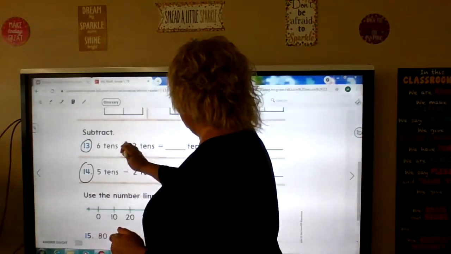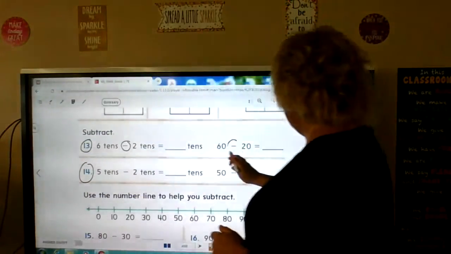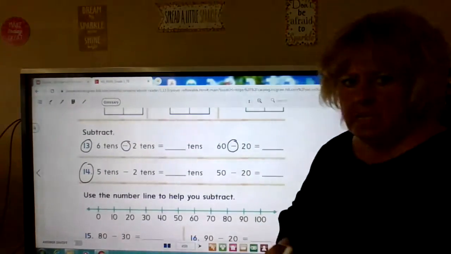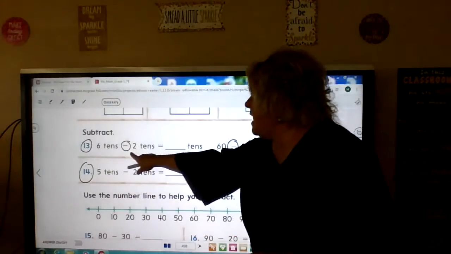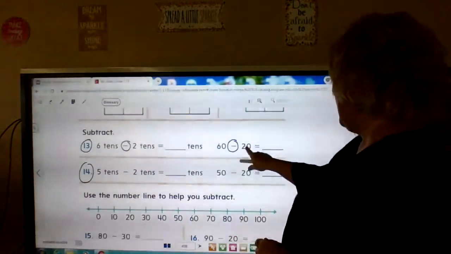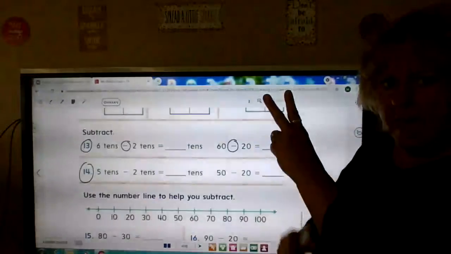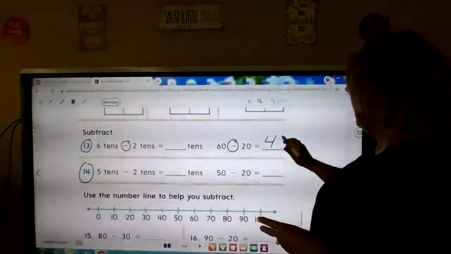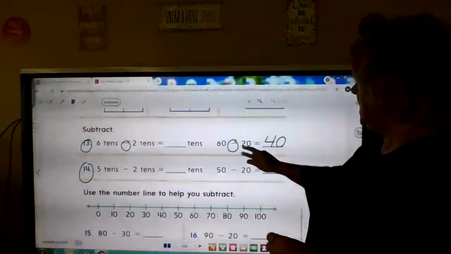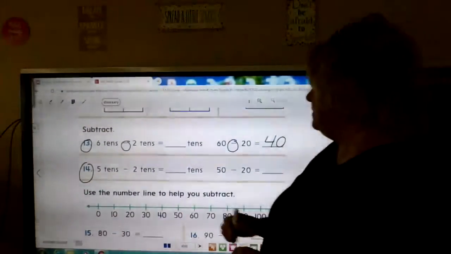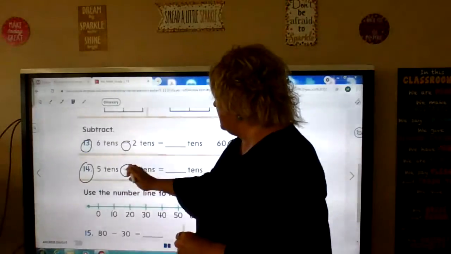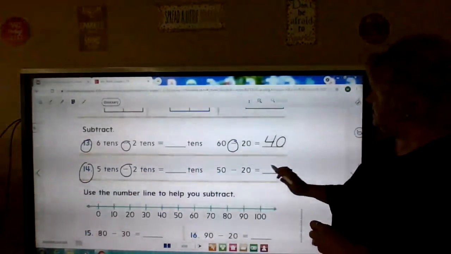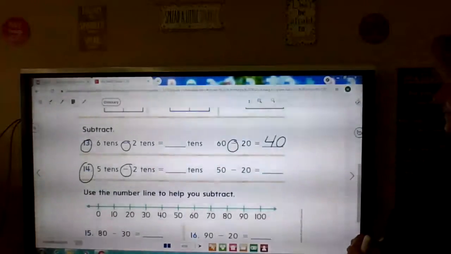Our takeaway. Look at the subtraction. Six tens minus two tens is how many tens? It's takeaway. 60 minus 20, that's a count back. 60, 50, 40. Help you a little bit there. That's a count back by tens. Five tens minus two tens is how many tens? And then 50 minus 20 is how many?